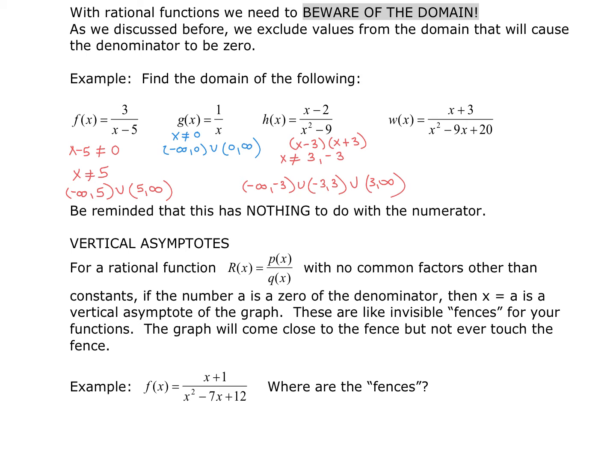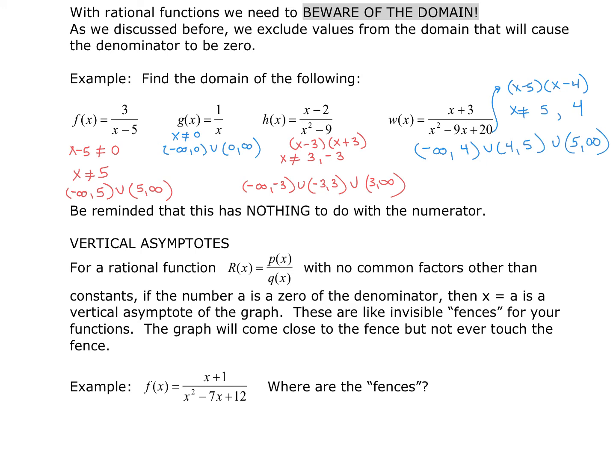And lastly, w of x, we notice that this can factor as x minus 5 and x minus 4. So we know that x cannot be 5 or 4. And our domain would be negative infinity to 4, union 4 to 5, union 5 to infinity.